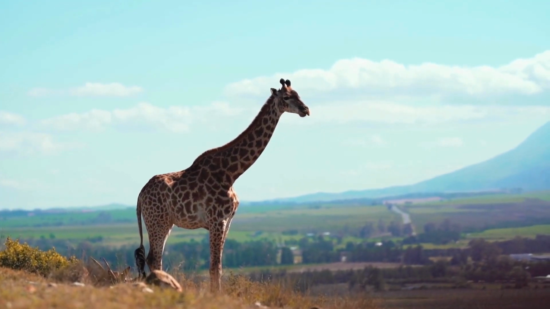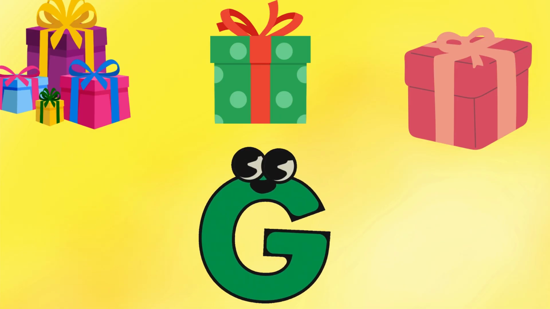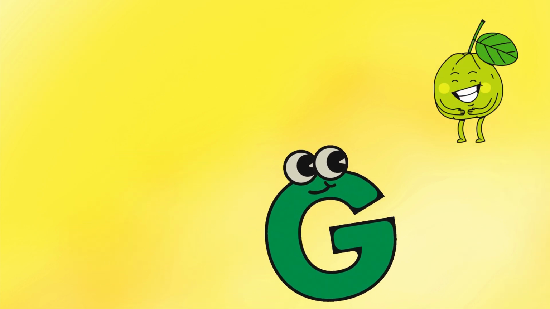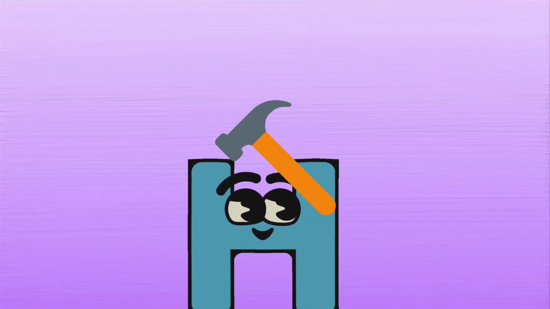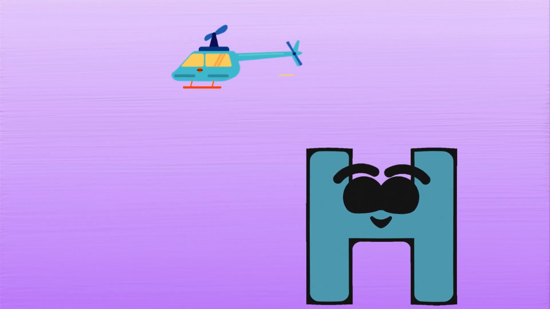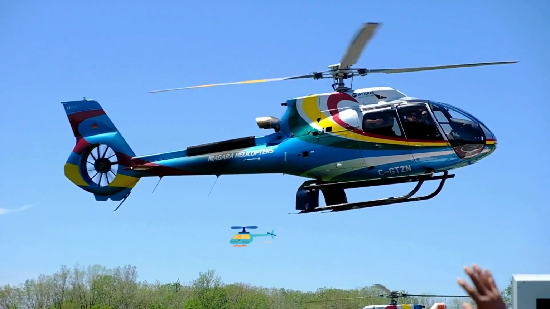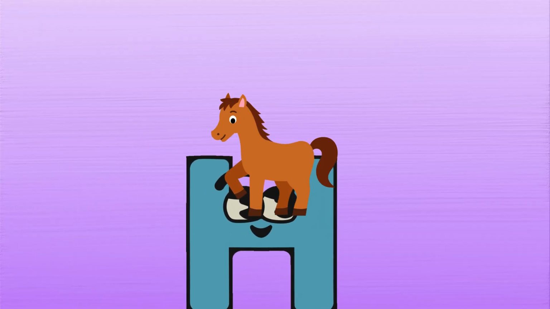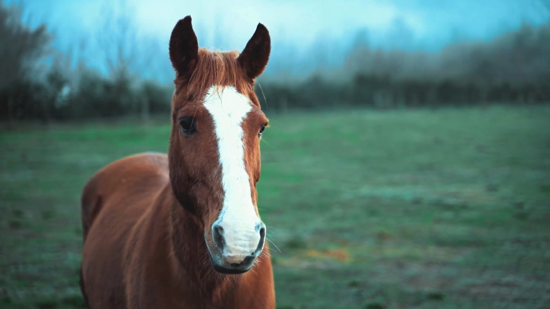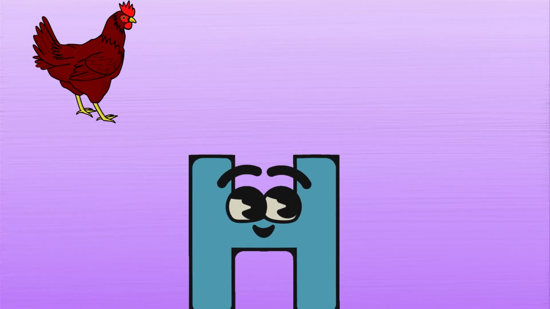H is for hammer. H is for helicopter. Helicopter. H is for horse. Horse. H is for hen. Hen. H is for hippo. Hippo.